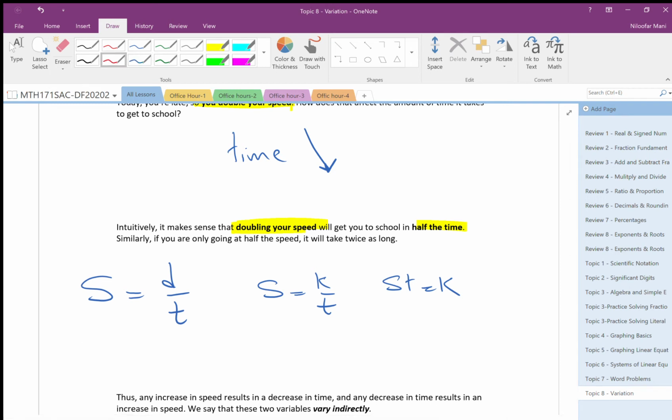So I have 2st equal k. Remember, k doesn't change. So of course I have to divide this by 2. Otherwise, it doesn't make any sense, because I need to have k, so I need to have something to cancel 2. When I multiply speed by 2, then time goes half. Okay, and I can show it here.